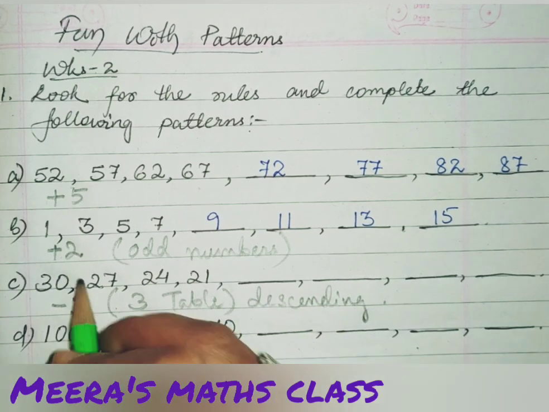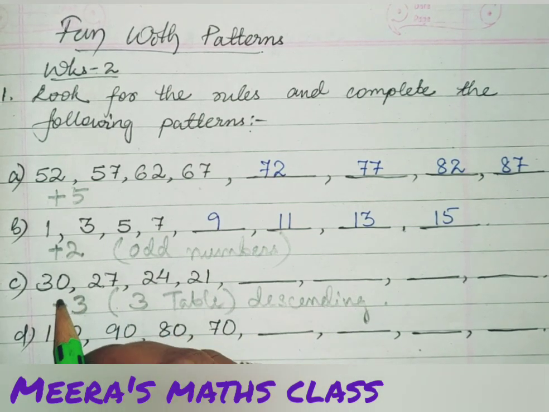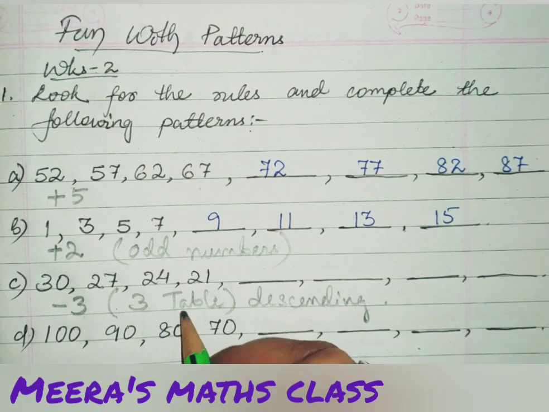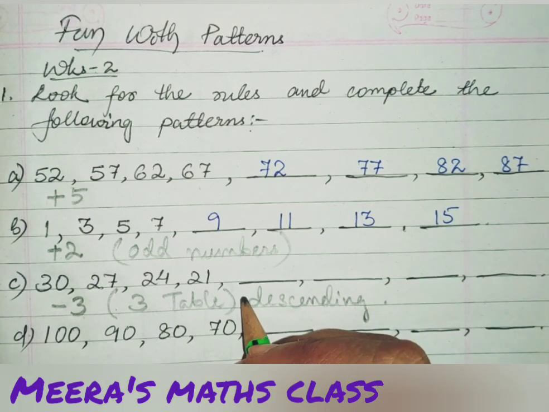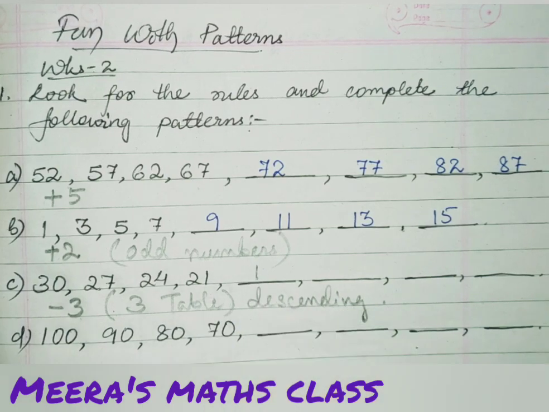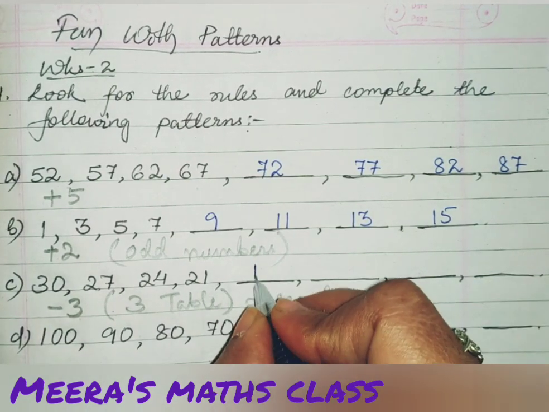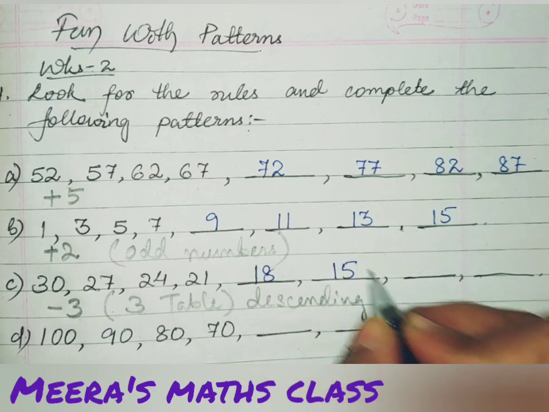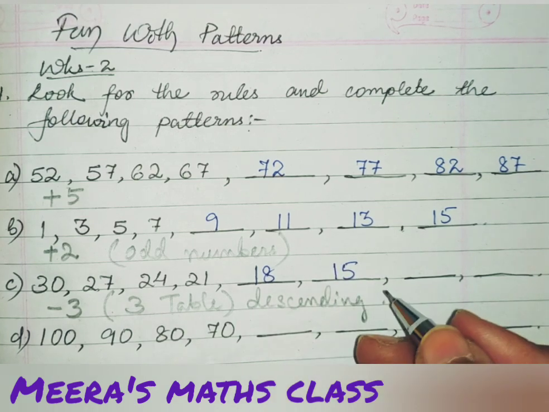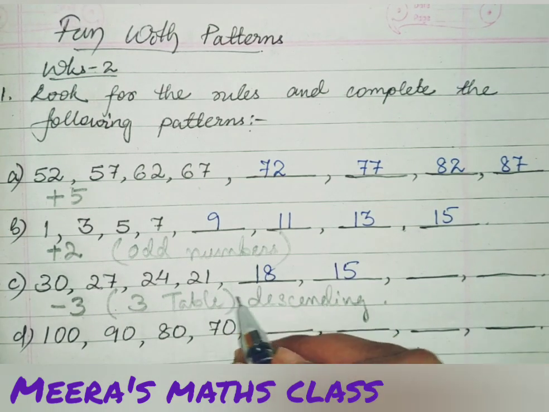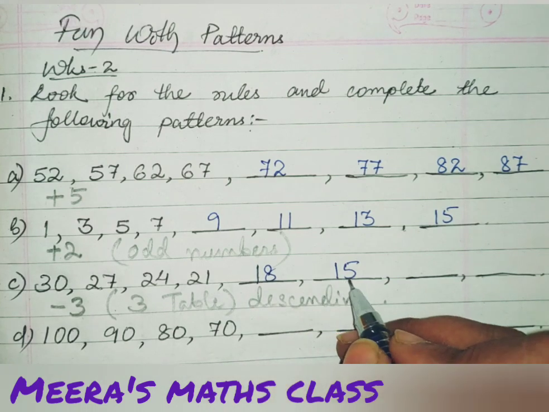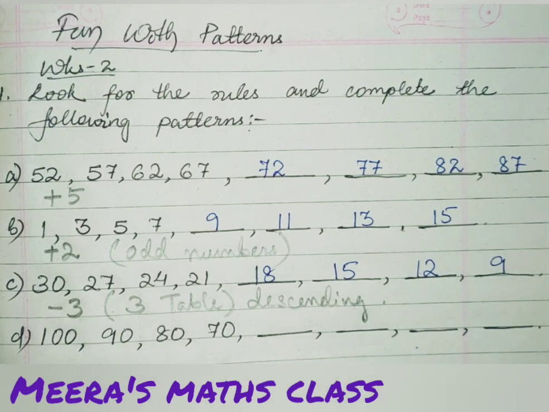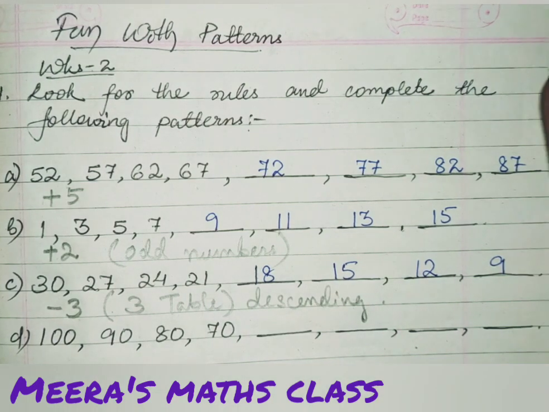Okay. 3 tens are 30, 3 nines are 27, 3 eights are 24, 3 sevens are 21, 3 sixes are 18. Then 3 fives are 15. Like this you can do, or minus 3. 18 minus 3, 15, 15 minus 3, 12, 12 minus 3, 9. Both the patterns work on this.